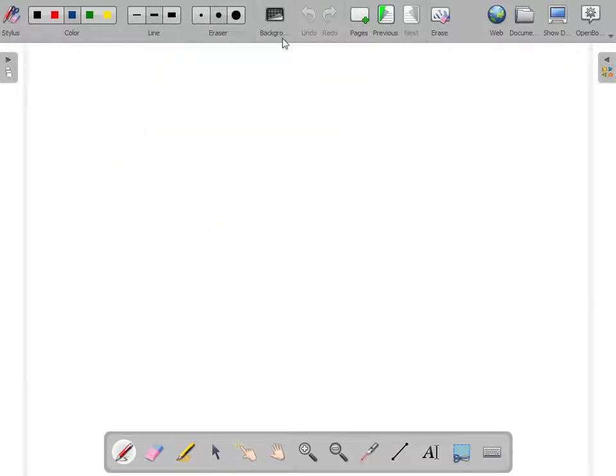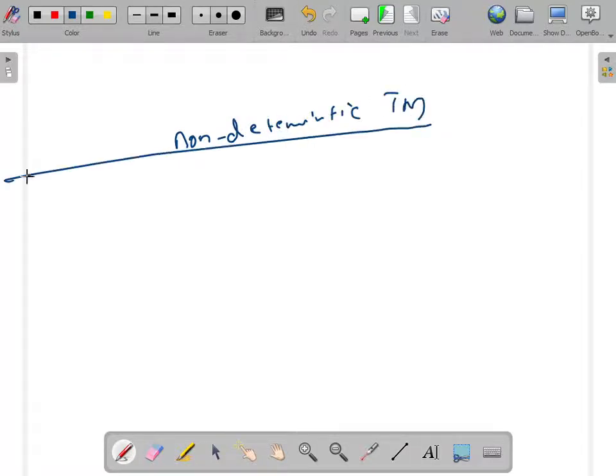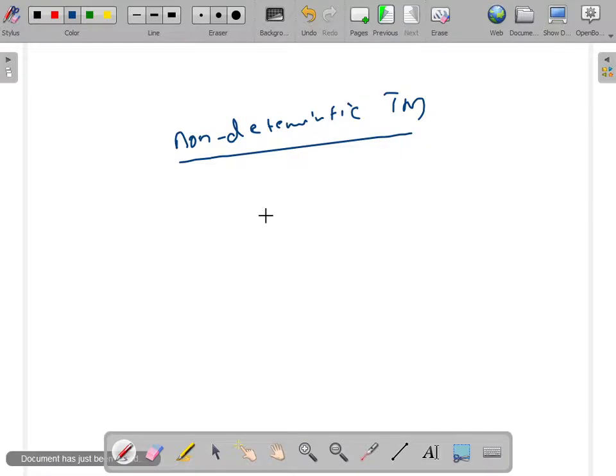In the next class, we are going to do the non-deterministic Turing machine. Till now we have seen deterministic. Now we will see the non-deterministic in the coming classes. Okay, so thank you very much. This will be in the next class.